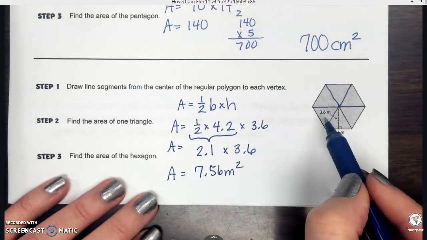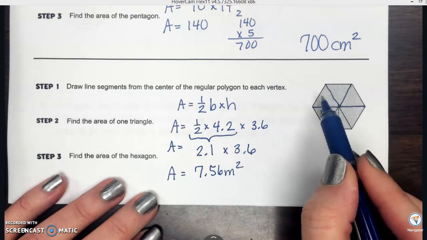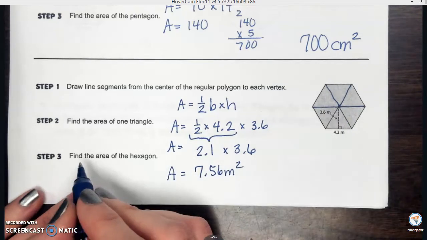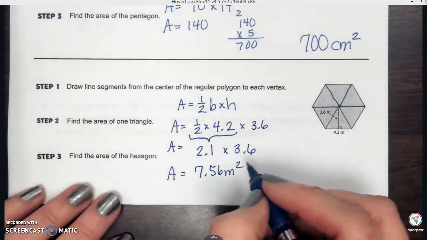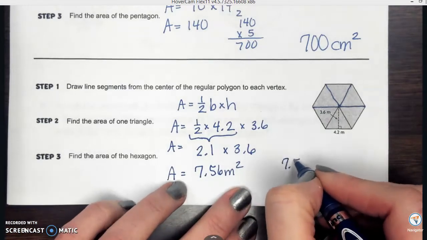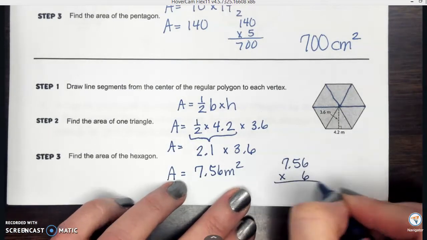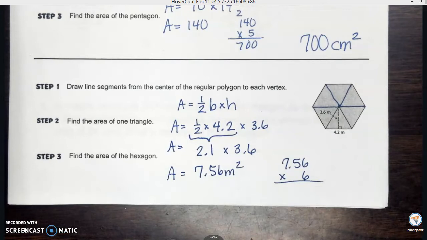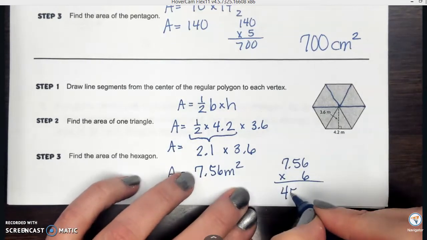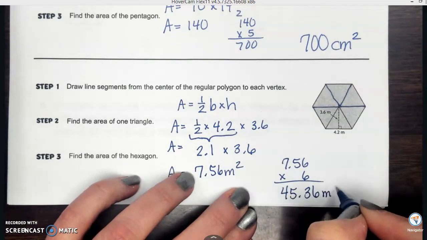Now this is just for one triangle though. If we look at this, this has 1, 2, 3, 4, 5, 6 triangles. So to get the area of my hexagon, I'm going to take that 7.56 and multiply it by 6 to get 45.36 meters squared.